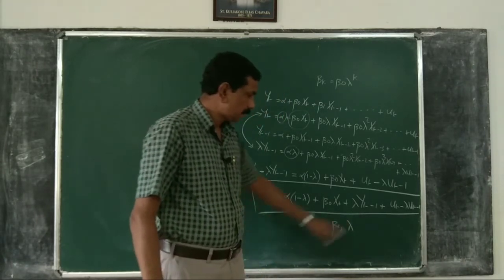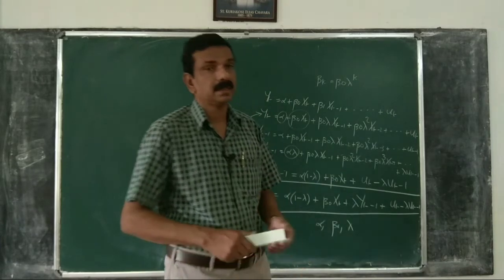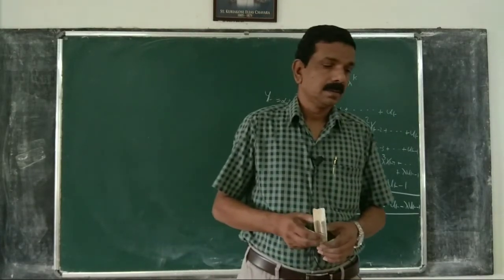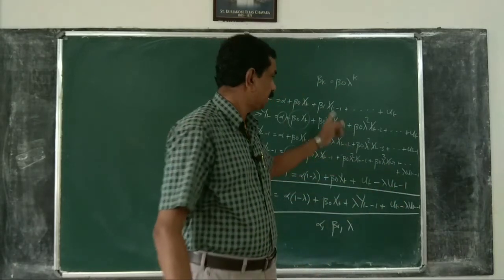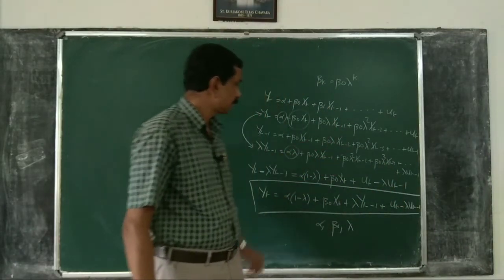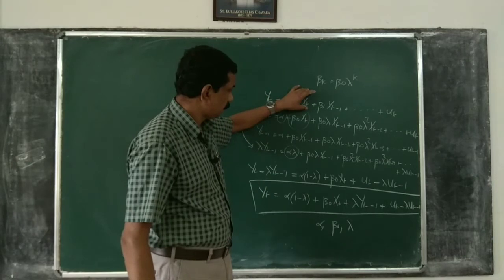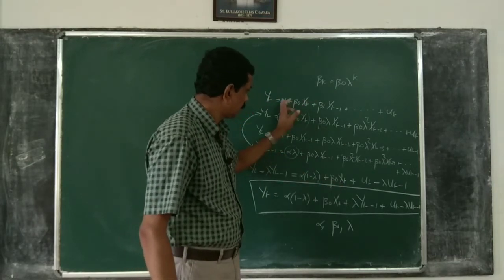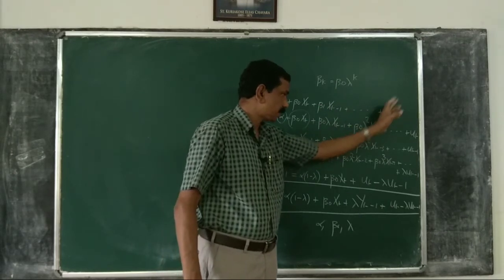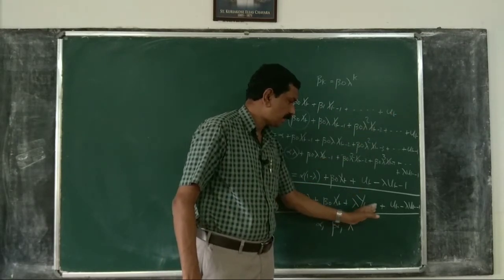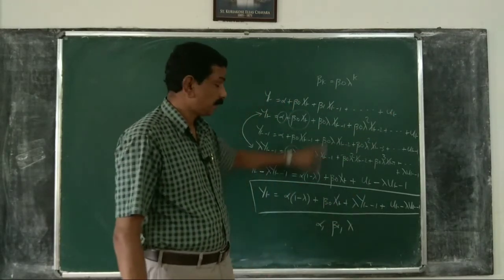Now this is known as the Koyck transformation. And if you compare this with the original model, you will see that alpha, the intercept, is there, beta 0 xt is here, and then the terms xt minus 1, xt minus 2, etc. are replaced by yt minus 1.